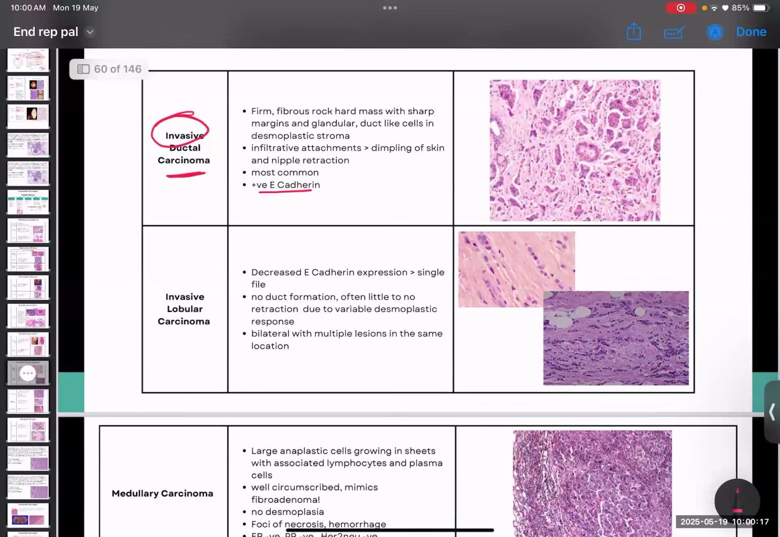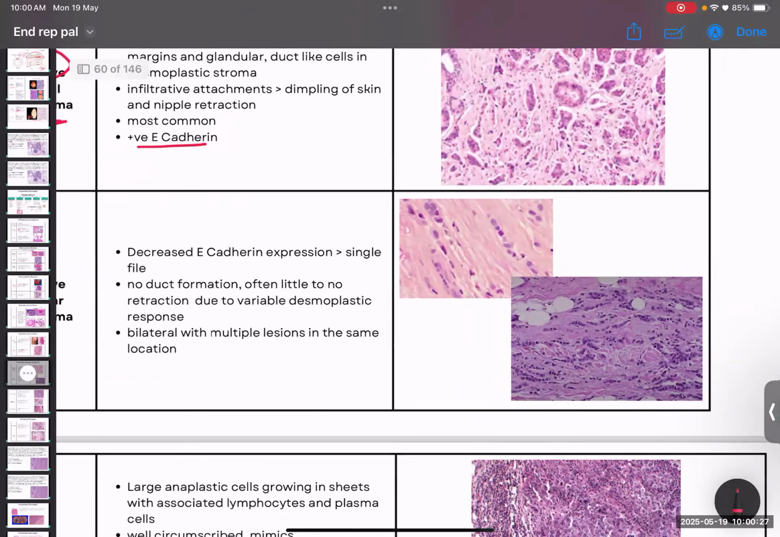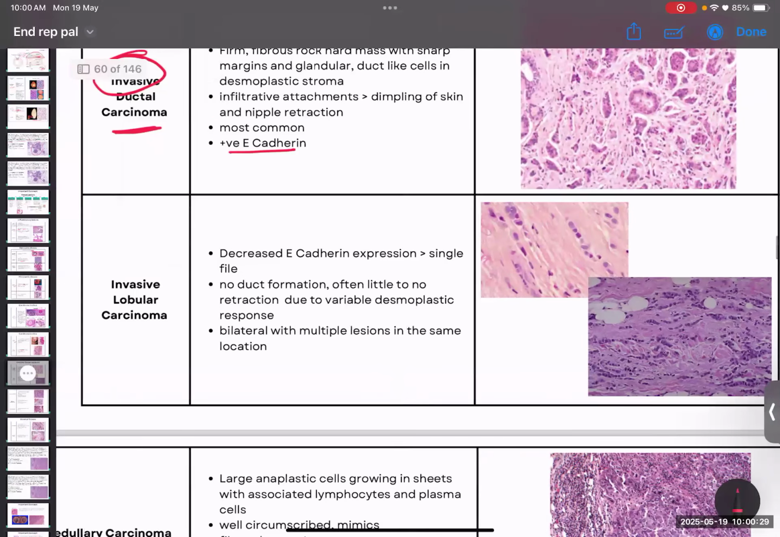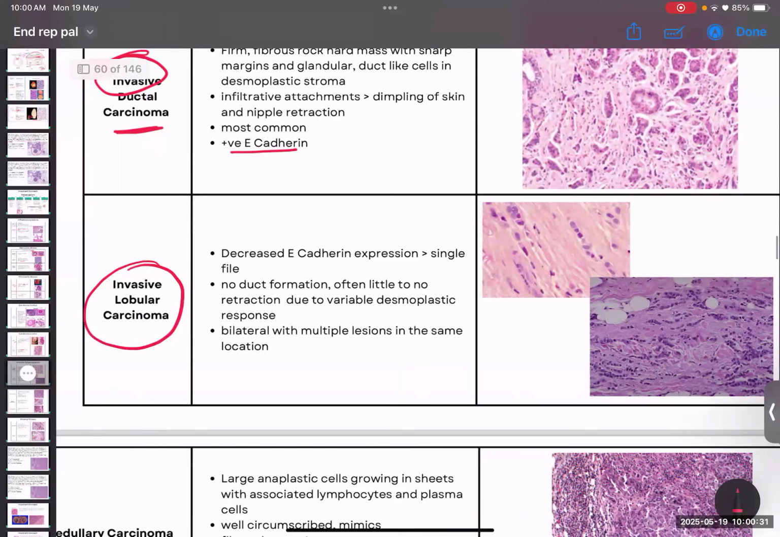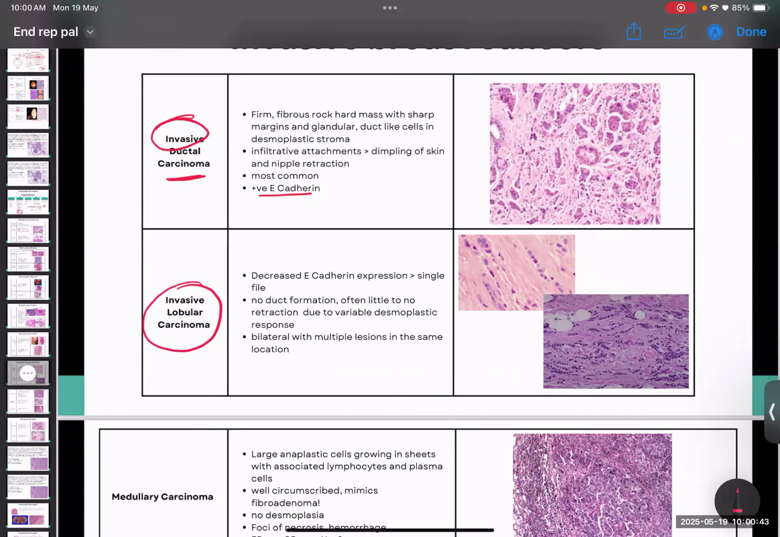So basically, as you can see, the ducts are kind of now obliterated, mainly because the cancer has moved out. Invasive lobular carcinoma has the very, very characteristic appearance of a single file. So the cells are arranged in a single file appearance, and here you don't have E-cadherin expression, and there is a very high risk of invasive lobular carcinoma having multiple lesions or it being bilateral. And with invasive lobular carcinoma, there's a variable desmoplastic response. Okay, so you might not see skin dimpling or nipple retraction as often as you see in cases of invasive ductal carcinoma.